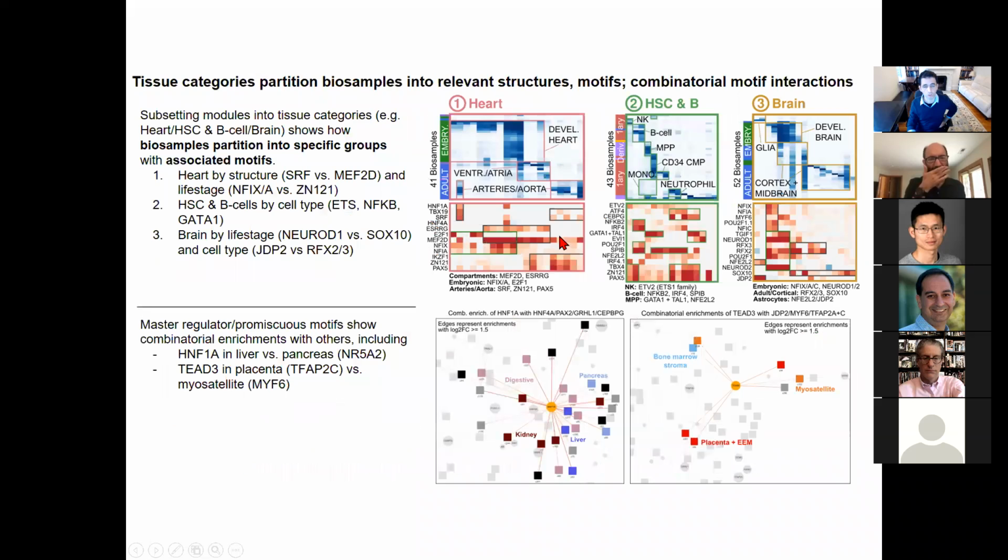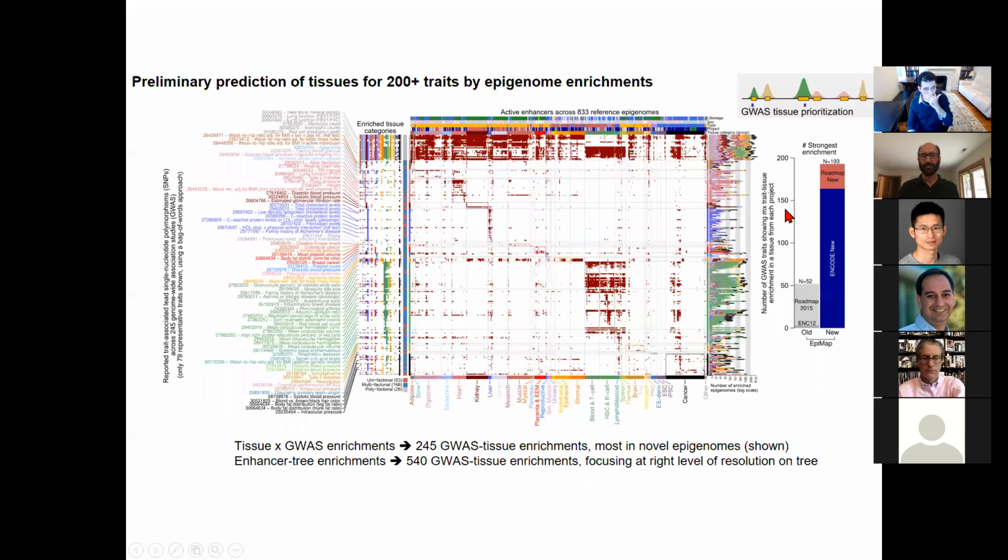And again, the results make a lot of sense. And you can actually start focusing on specific biological tissues like heart and immune and brain, and look at this enormous diversity and high resolution inferences that you're making for each of those tissues. We're able to intersect all of that with genome-wide association studies to basically find enrichments in 200 plus traits using just raw epigenome enrichment, and 540 traits looking at these tree-based enrichments.